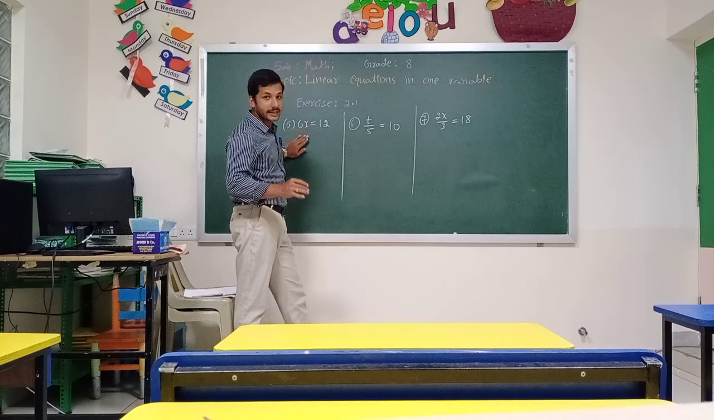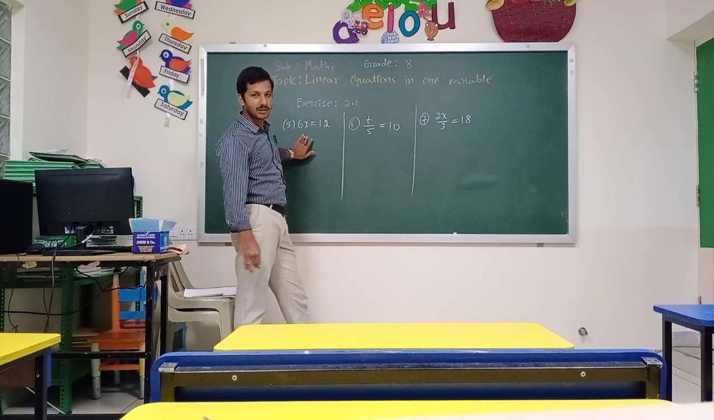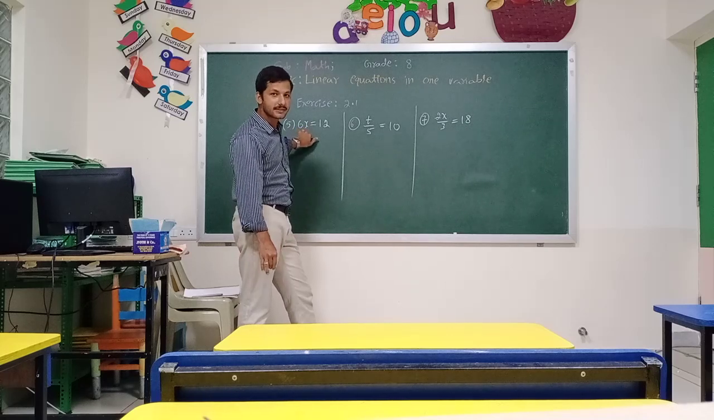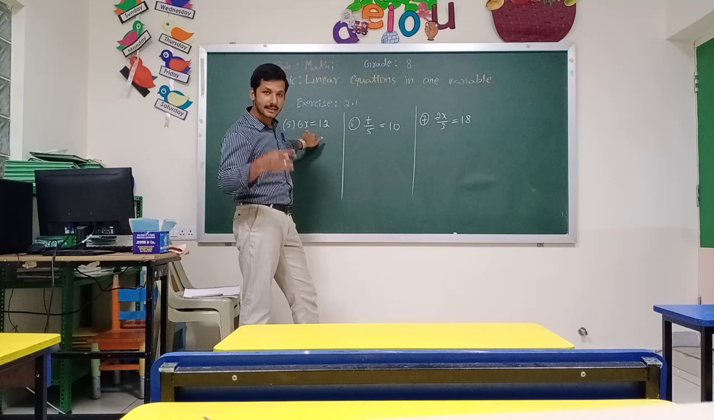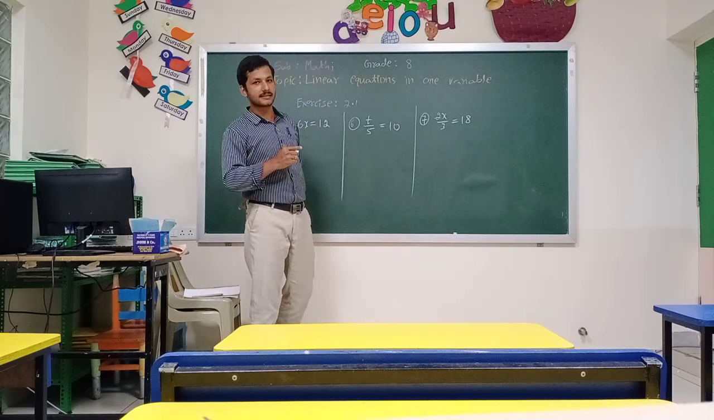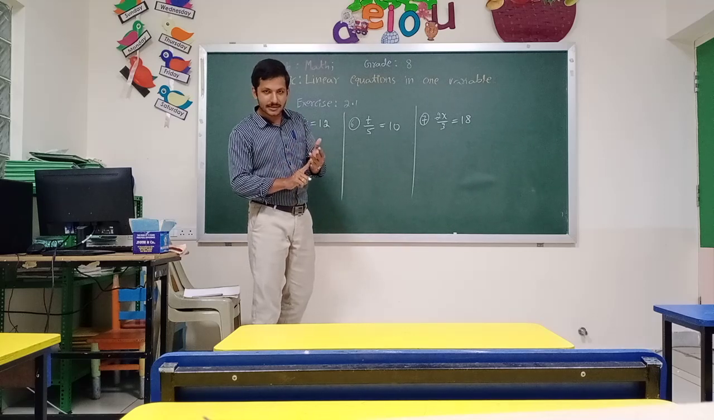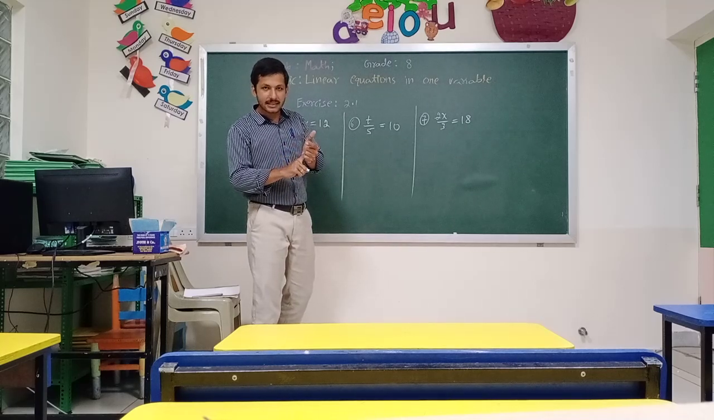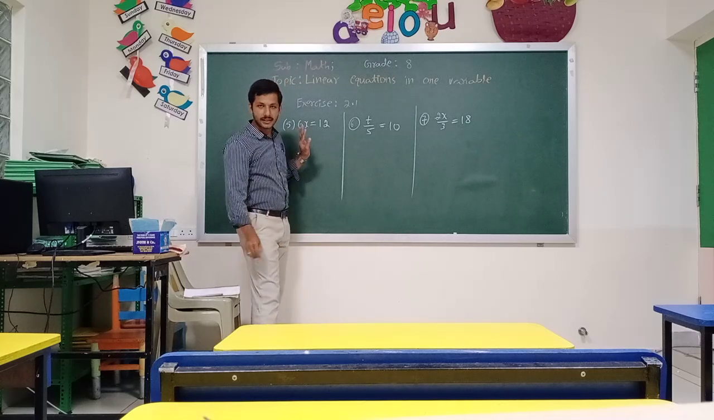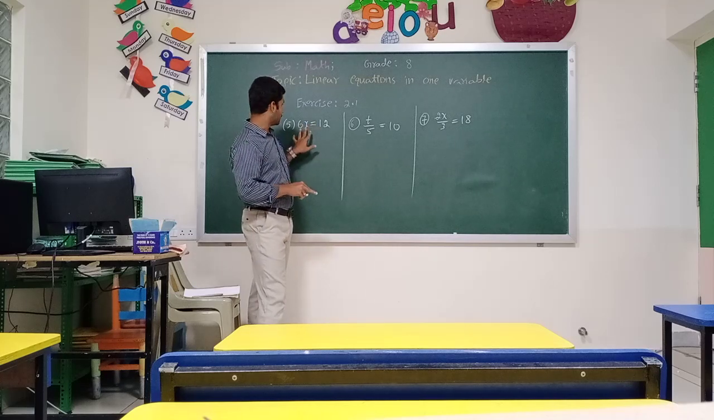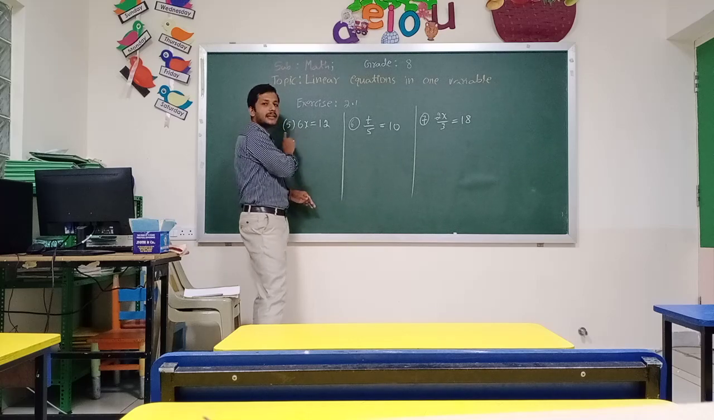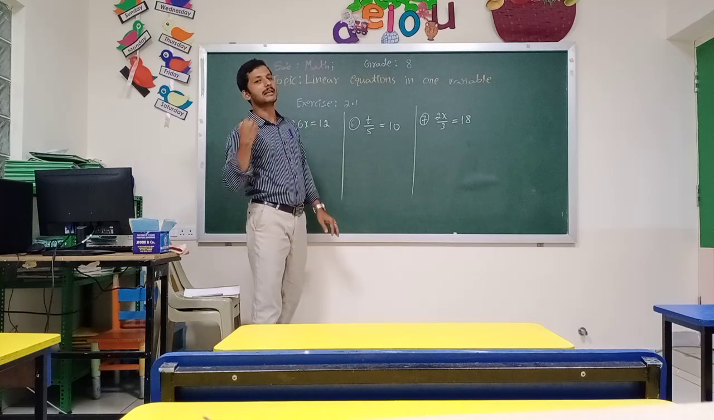Okay, children. Here we have another set of a few more problems. It is the fifth problem: 6x equal to 12. What does it mean? What is the meaning of 6x? Is it 6 into x, 6 plus x, 6 minus x, or 6 divided by x? You know that when there is no sign in between two numbers, here 6 and x, we consider it as multiplication.